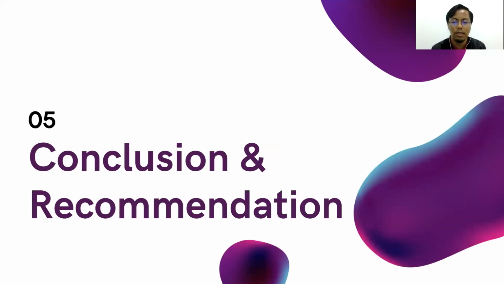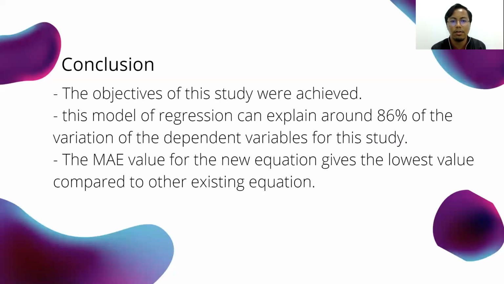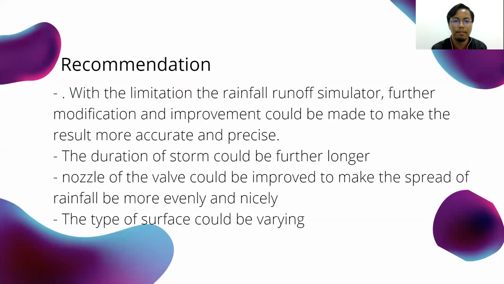Lastly is the conclusion and also the recommendation. As the conclusion, I can say that the objectives of the study were achieved. The regression model can explain about 86% of the variation of the dependent variable for the study, just like I explained just now. The MAE value for the new equation gives the lowest value compared to other existing equations. This shows that it is a more accurate and more precise formula compared to the other existing ones, closer to the actual value of the experiment.